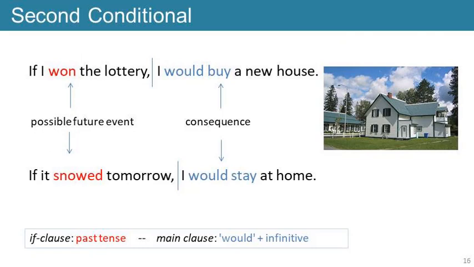The second use of the second conditional is to state the consequence of an event happening in the future. Two future possibilities are winning the lottery and it snowing tomorrow. The consequences, if these two things happen, are buying a house and staying at home. If I won the lottery, I would buy a house. And if it snowed tomorrow, I would stay at home.